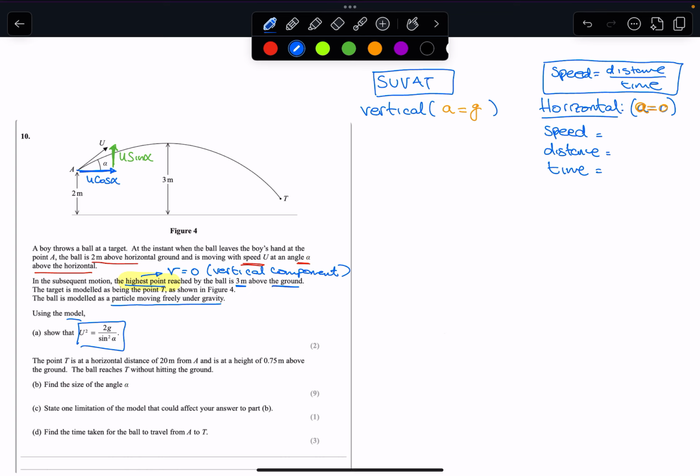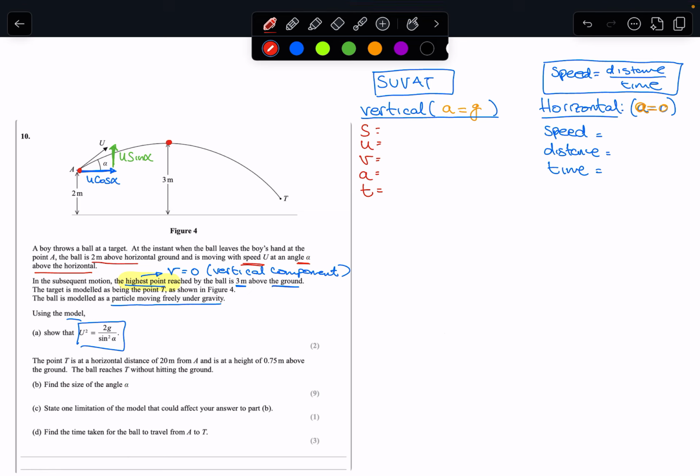As I said, in the vertical component and in the horizontal component, we have to treat it differently. In the vertical component, we have SUVAT. Here we have to consider only up to the first point. So let's consider the information that we have. They tell us that the ball reaches 3 meters above the ground, so let's consider from the starting point to only that point there.